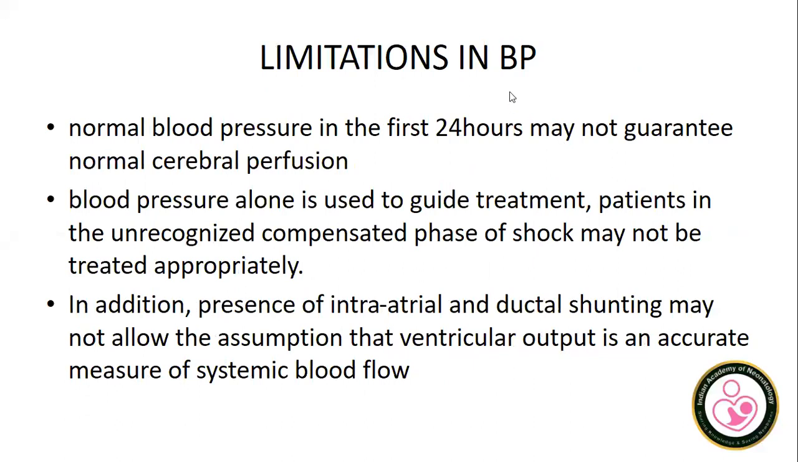What are the limitations in correlating BP with neonatal shock? For example, a normal blood pressure in the first 24 hours may not guarantee normal cerebral perfusion, because cerebral blood flow is always influenced by ductal shunts in the baby. So even if the baby has a normal blood pressure, it may not guarantee normal cerebral perfusion. Blood pressure alone, in case of unrecognized compensated shock, we will miss. If we look only at blood pressure, we will miss the unrecognized compensated phase. And also, as I said before, intra-atrial and ductal shunting may not allow the assumption that ventricular output is an accurate measure. So this intra-atrial and ductal shunting will definitely have an effect on the BP and the ventricular output.